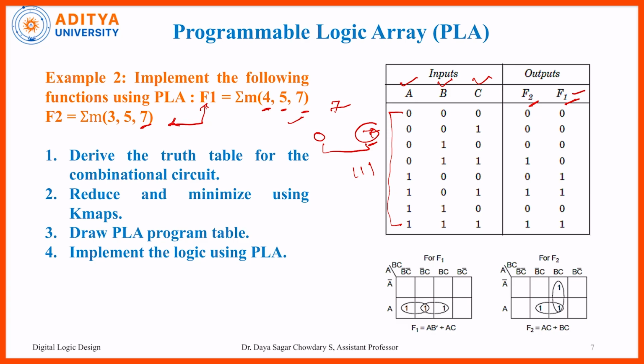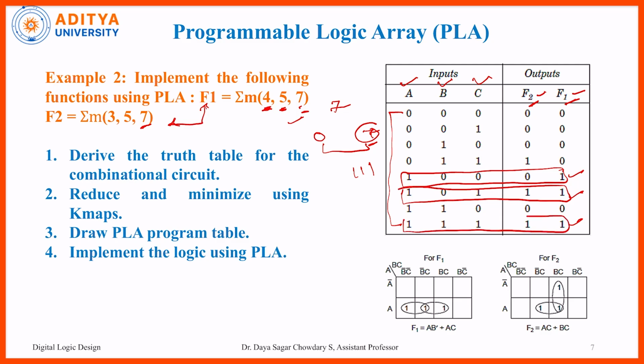Now F1 and F2. Wherever the function is there, F1 contains 4, 5, 7. So we have to place 1 for the corresponding inputs. This is the 4 combination, this is the 5 binary combination, and this is the 7 binary combination. That is why we are placing ones in F1.